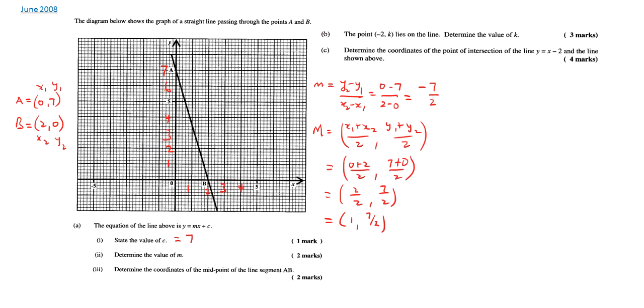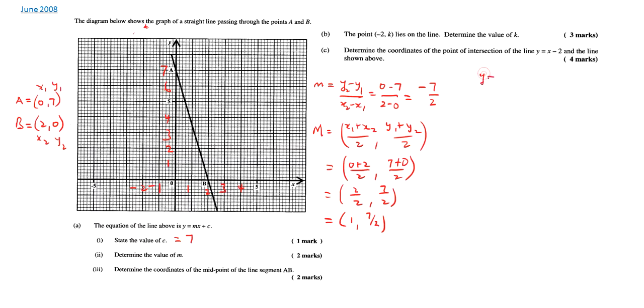Right? So now we are on part B. The point (minus 2, k) lies on the line. Determine the value of k. So minus 2 is here, minus 1 is here. So that point lies somewhere up here, which we cannot read off from the graph. So in order to find the value of k, we need to know what the equation of the straight line is.